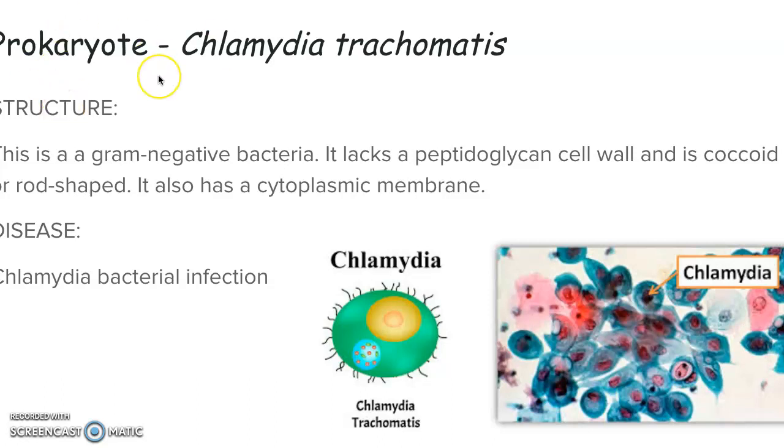So the prokaryote microbe that I chose is Chlamydia trachomatis. The structure is a gram-negative bacteria and it lacks a peptidoglycan cell wall and is coccoid or rod-shaped. It also has a cytoplasmic membrane. The disease that it causes is the chlamydia bacterial infection. And here's a little diagram of chlamydia, and here's how it looks underneath a microscope.